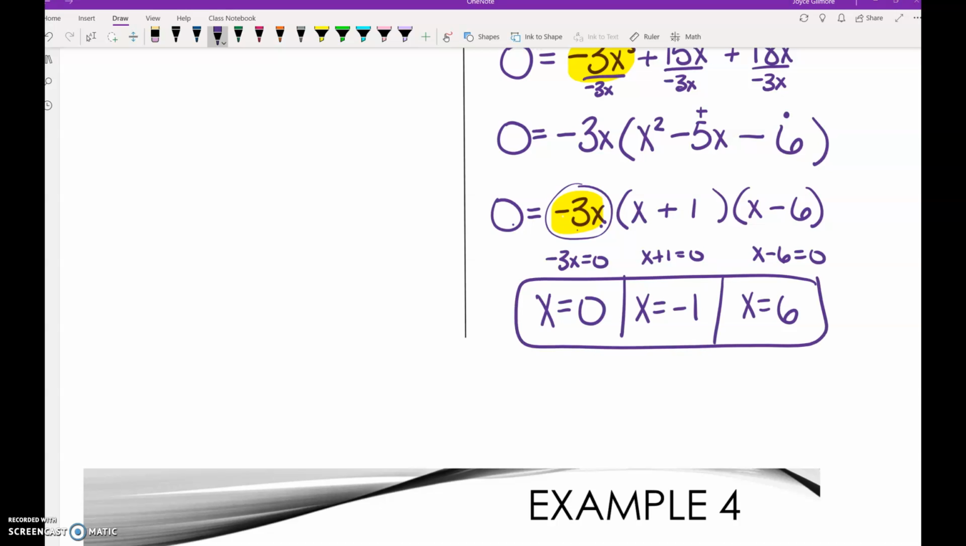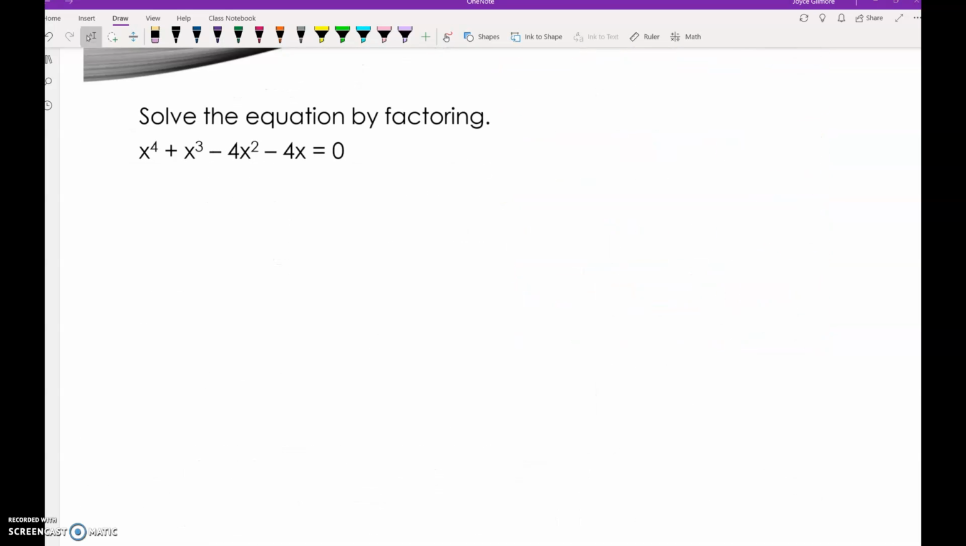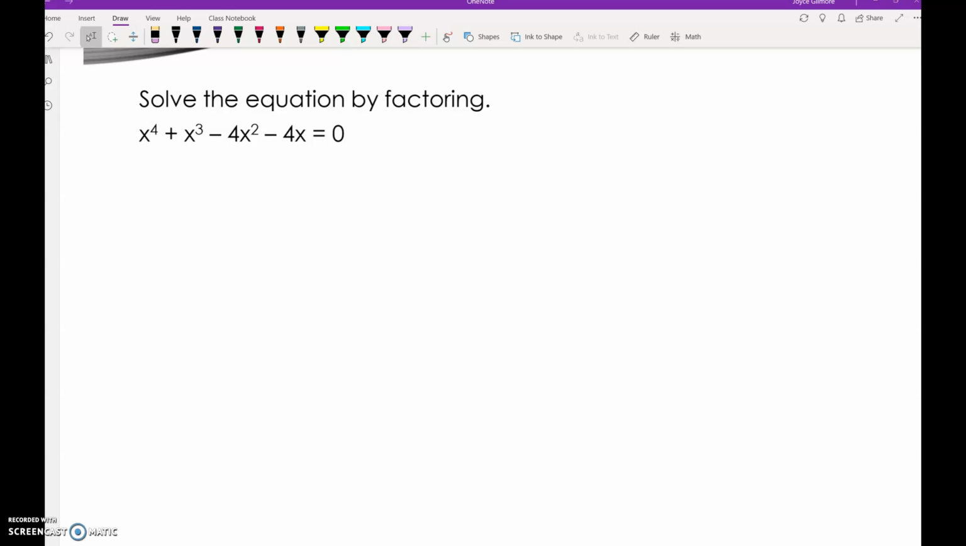All right, example 4 we definitely need to look at. So let's look at example 4. There are 4 terms, which means we probably have to do factor by grouping. But before we do factor by grouping, do these 4 terms have anything in common? x. So let's pull an x out. We'll be left with x to the third plus x squared minus 4x minus 4.